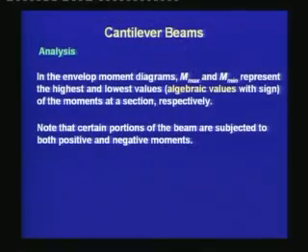In the envelope moment diagrams, M max and M min represent the highest and lowest values. These are algebraic values, with sign, of the moments at a section respectively. Thus, M max is the maximum value in an algebraic sense, and M min is the minimum value in the algebraic sense. Why we are saying it is algebraic is that we are not comparing the numeric value of these two yet; we are considering these two moments with their respective signs.